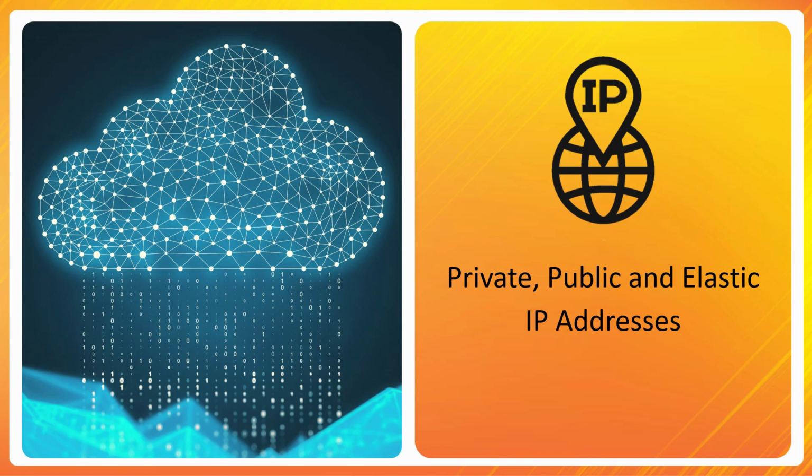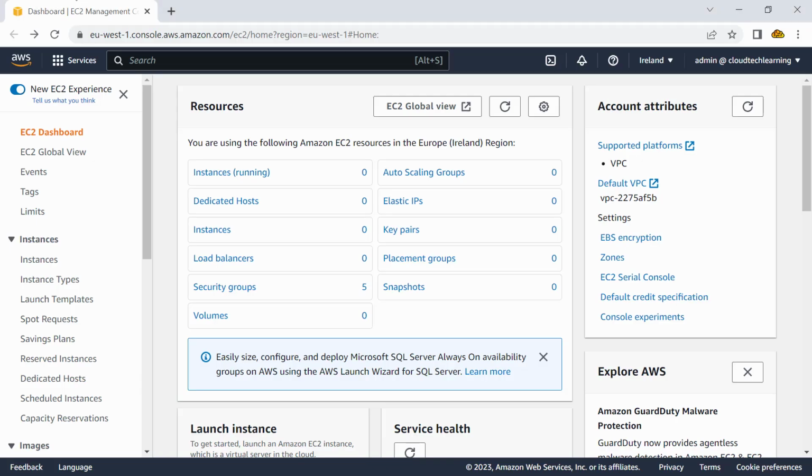Let's talk about the different types of IP addresses an EC2 instance may have. This would depend on the use case of that IP address, whether you would have a private, public or elastic, and when to use which one. I'll try to show this through a demo, and that would be much easier for you to understand.